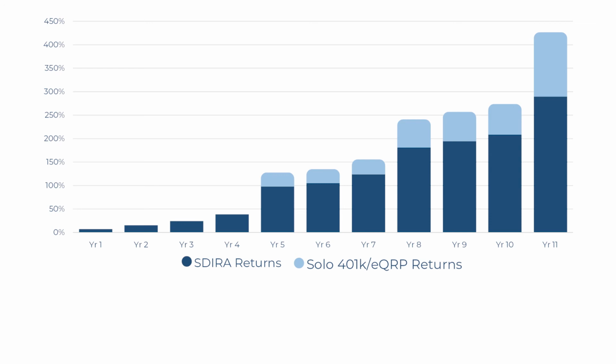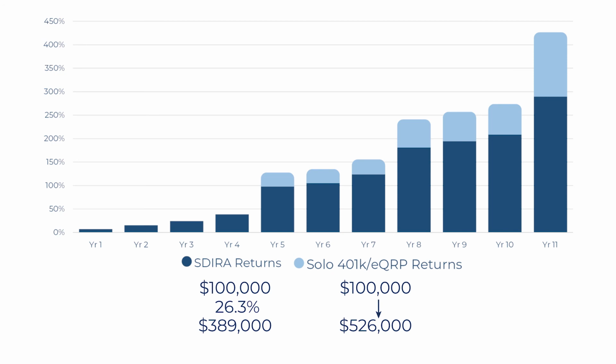Well, by year 11, the original investment of $100,000 has turned into more than $389,000. And over the 11-year time span, this works out to a 26.3% annual return. So even though we'll have to pay taxes on capital gains, passively investing as a Main Street investor with a self directed IRA still results in solid retirement growth. Now, if you're self employed and are able to invest through a solo 401k or eQRP, the original $100,000 results in over $526,000, which ends up being a 38% return annually for 11 straight years.